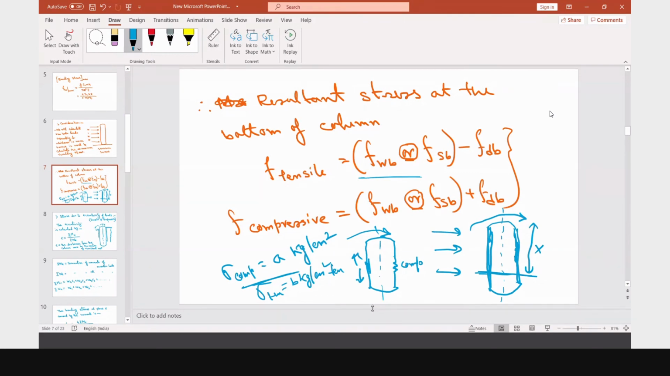That's why the stresses due to wind and seismic load may be tensile or compressive, because when a column bends, one side of the shell material will be in tension and the other side will be in compression. So depending on which side we are going to consider for the design or safety purpose, we have to consider those stresses.